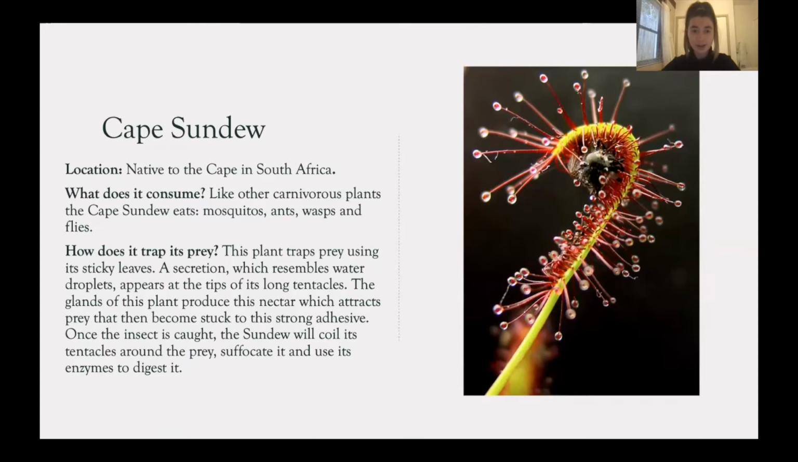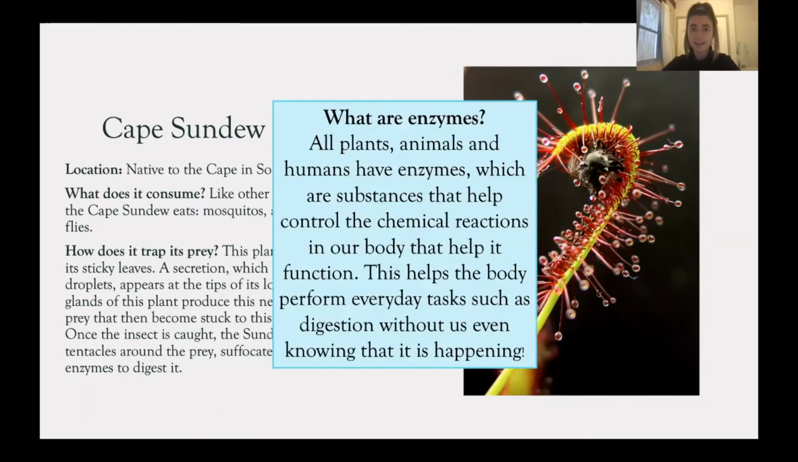To trap its prey, this plant uses its sticky leaves and a secretion which resembles water droplets that appears on the tips of its long tentacles that we can see in this image here. The glands of this plant produce this nectar which attracts prey that then becomes stuck to its strong adhesive. Once the insect is caught, the sundew will coil its tentacles around the prey and suffocate it and use its enzymes to digest it. What are enzymes?